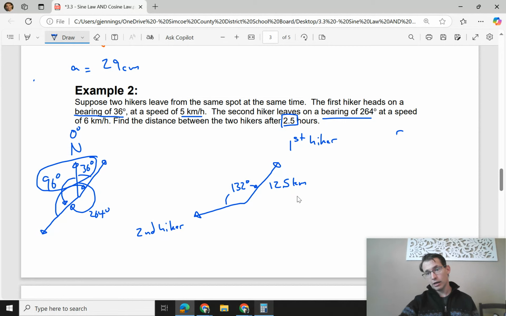How did I do that? I did 5 times 2.5 and got 12.5 on my calculator. I used my calculator while you weren't looking. That's how I do that type of stuff.